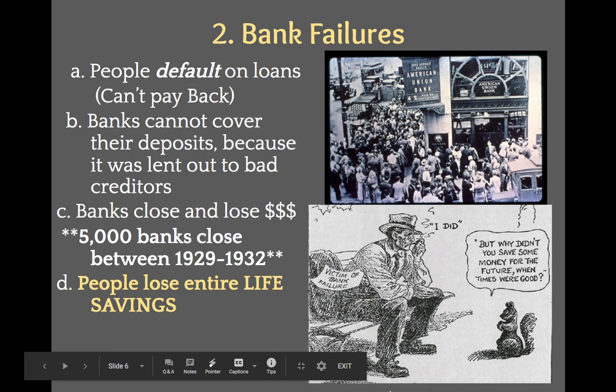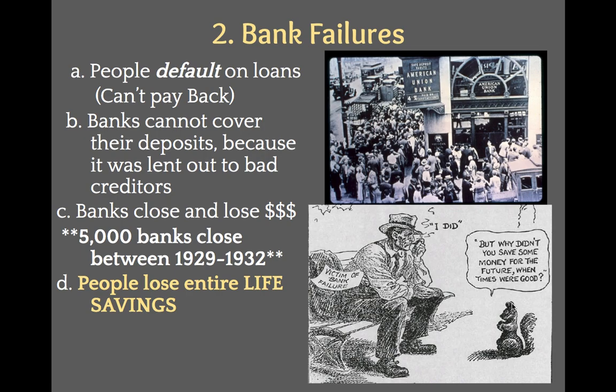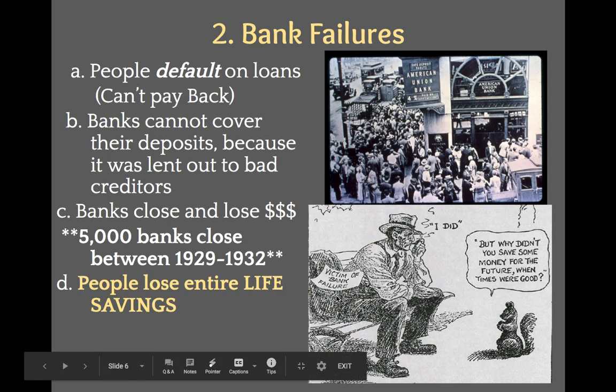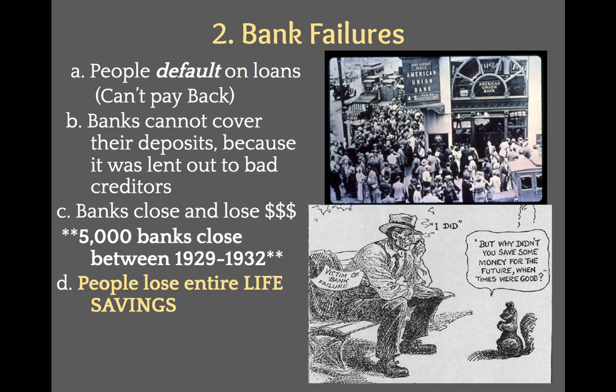Okay, so we see in this cartoon it wraps it up in a really easy way to understand. You see the man talking to the squirrel, unrealistic, but other than that, very accurate. And it says on his coat, he's the victim of a bank failure. And the squirrel says, why didn't you save some money for the future when times were good? And he said he did. So even those people who were being responsible and saving money in their bank account, they lost all of their money due to these banks lending loans to people who couldn't pay them back.